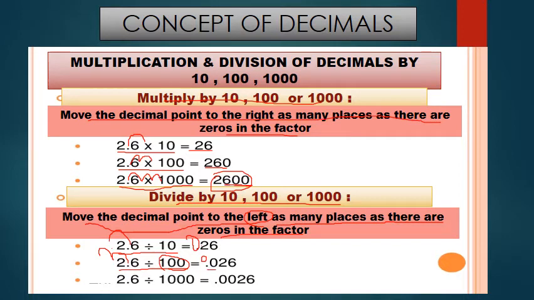Okay, now let's divide 2.6 by 1000. When we divide 2.6 by 1000, we move the decimal point of 2.6 three places to the left. The answer we will get is 0.0026. Here, as there were not enough digits to the left, we have inserted zeros in those places.